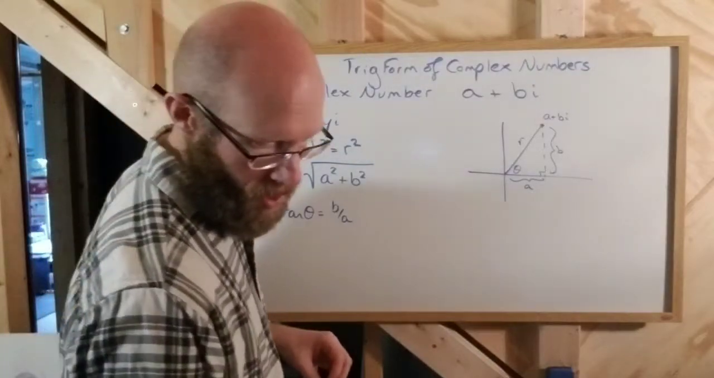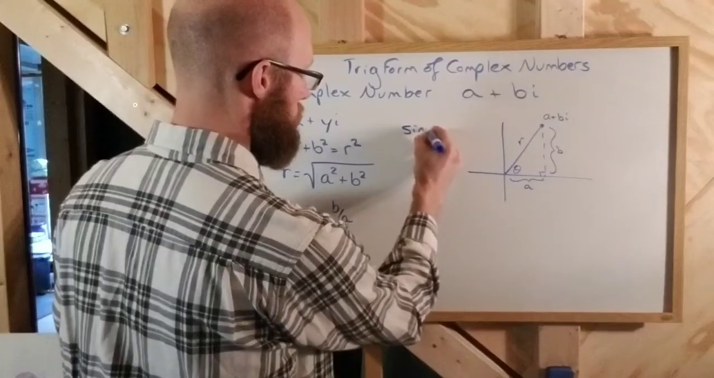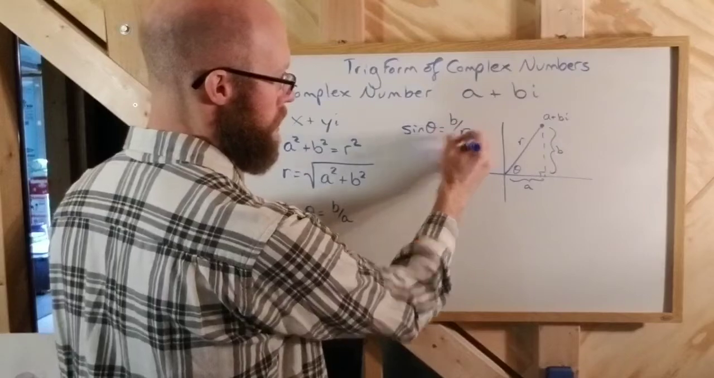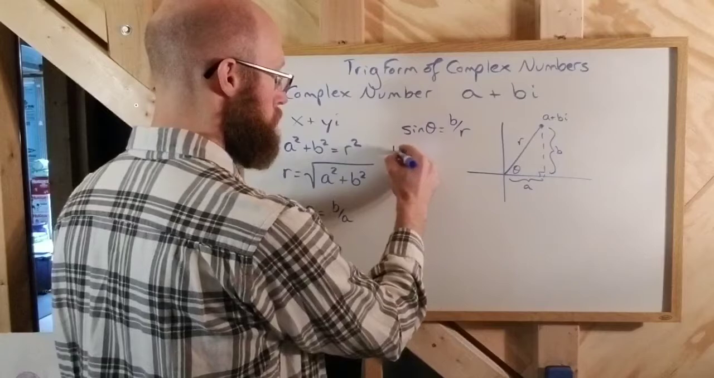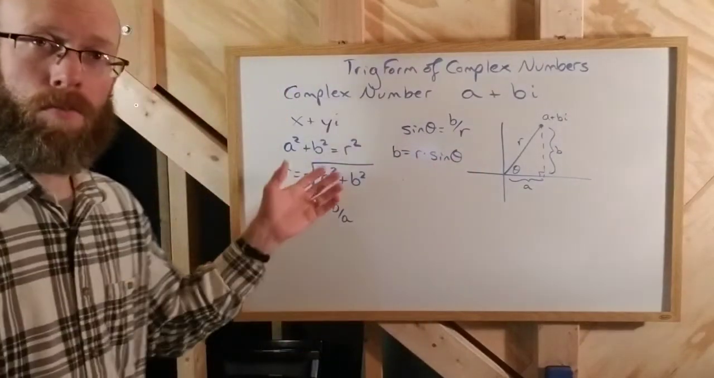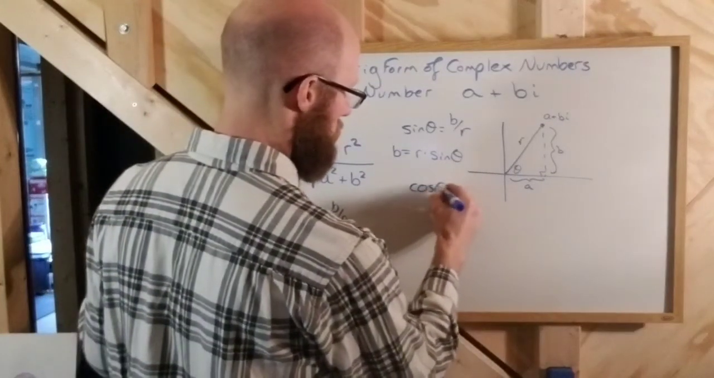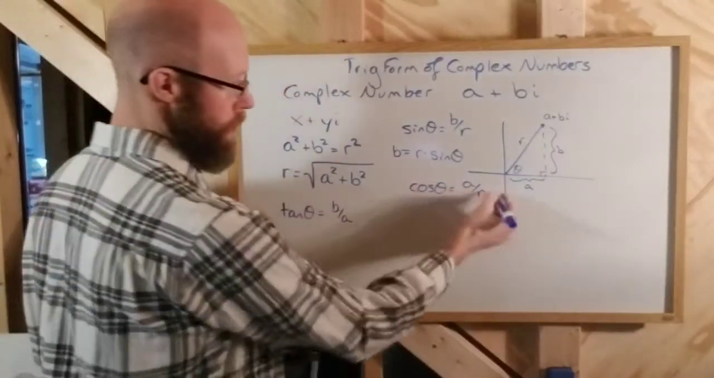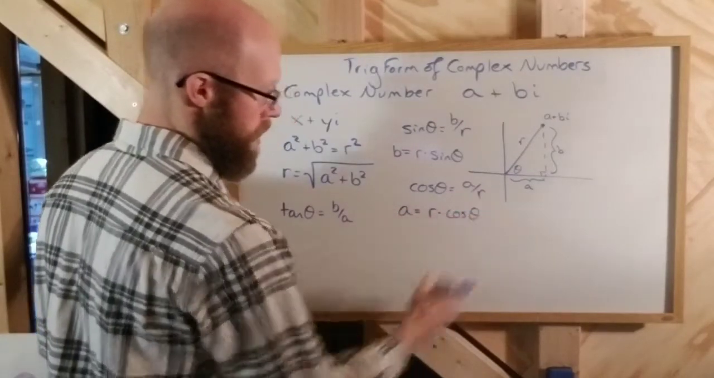And we can also look at the sine and cosine. So with the sine, you have the sine of theta, which is opposite over hypotenuse, that's b over r. And of course, if you multiply both sides of that by r, you get b equals r times the sine of theta. Okay, that's going to be an important relationship. And also a similar idea for the cosine. Cosine theta is a over r, adjacent over hypotenuse. And if you multiply both sides by r, you would get a equals r times the cosine of theta.